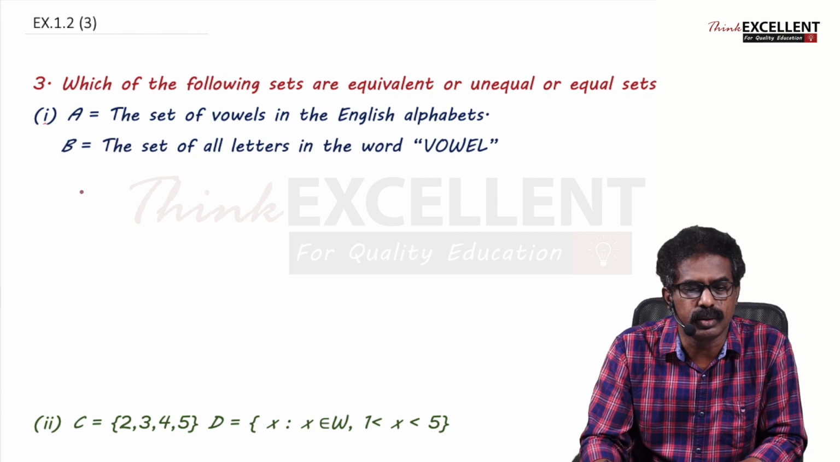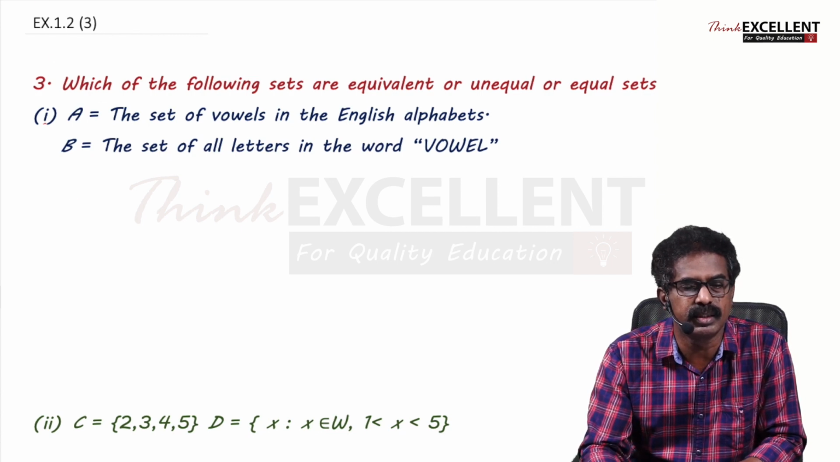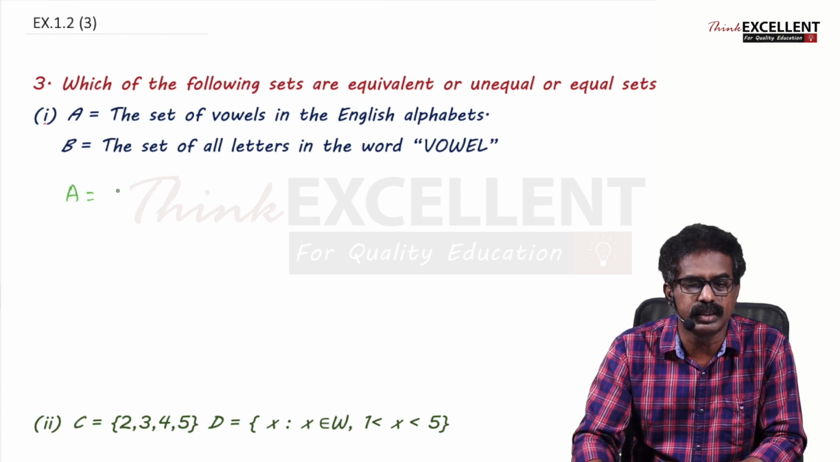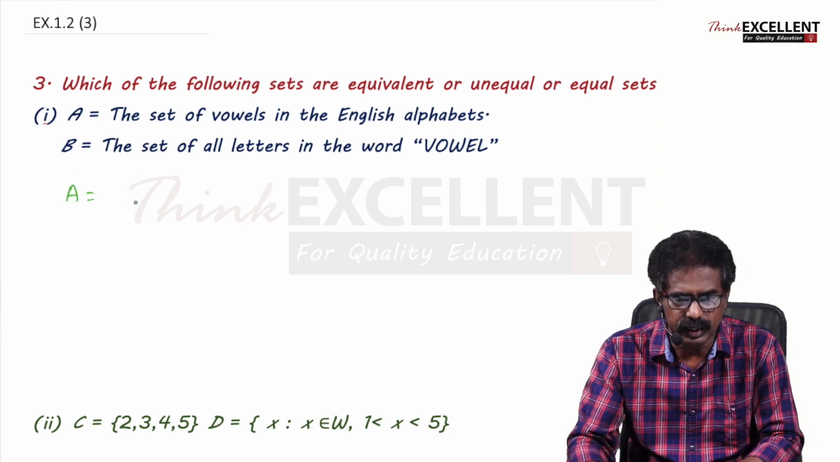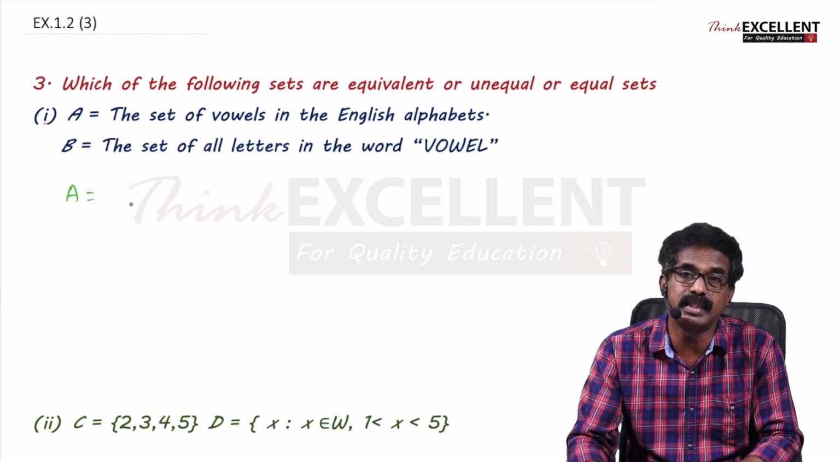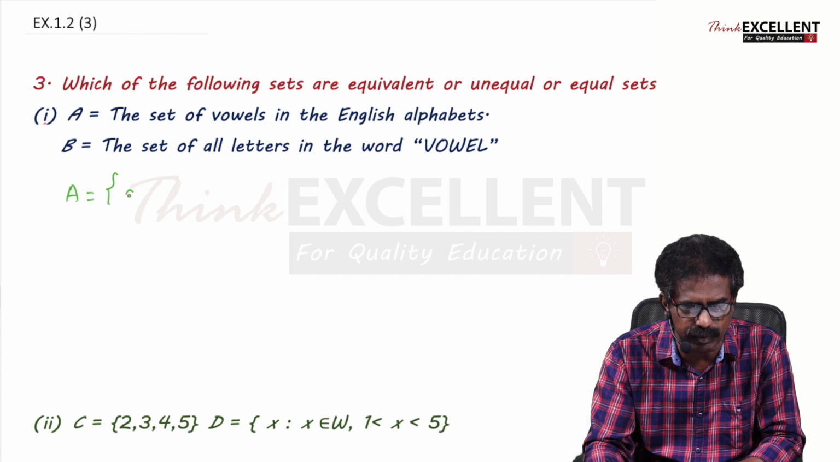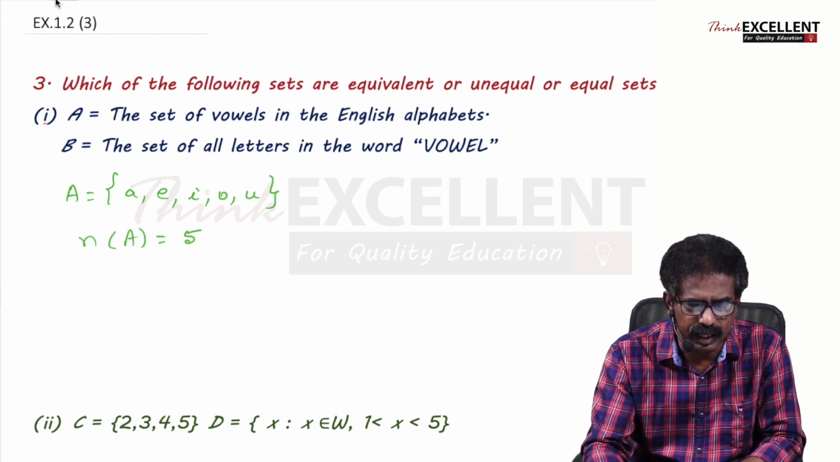A equal to, so it is given in descriptive form. So I'm going to write it in roster form, right? A equal to the set of vowels in the English alphabet. So you know what are the vowels in the English alphabet? A, E, I, O, U. So N of A, how many elements are there? 5 elements, right? So N of A is 5.